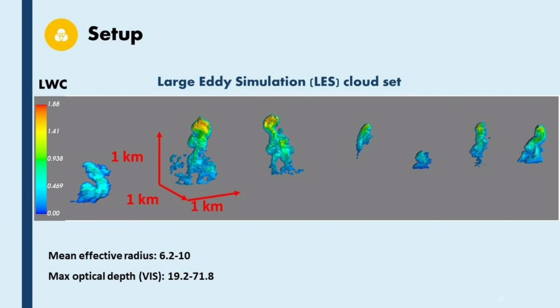These are the clouds we used as ground truth. They're created by large eddy simulation. The color bar indicates the liquid water content. The mean effective radius values reach up to 10 microns, and the optical depths are between 19 and 72.